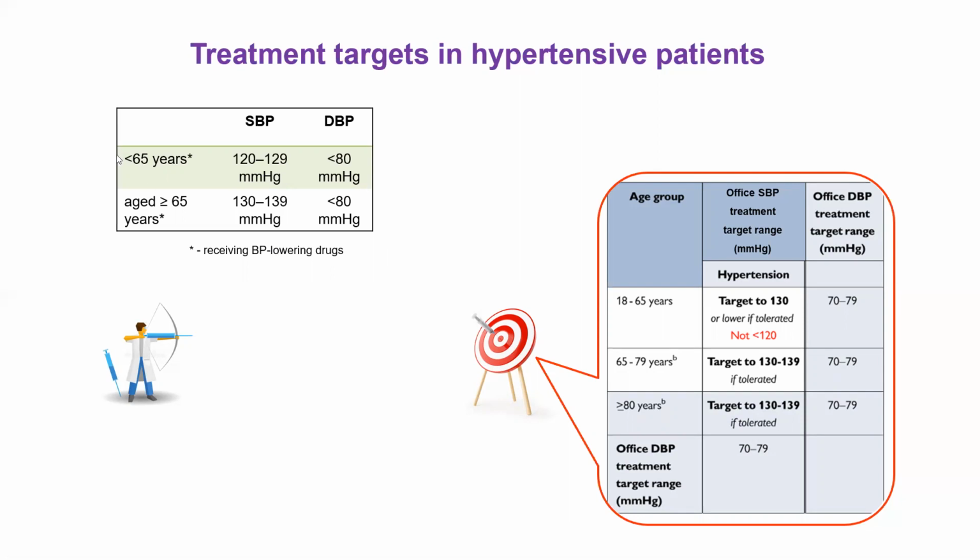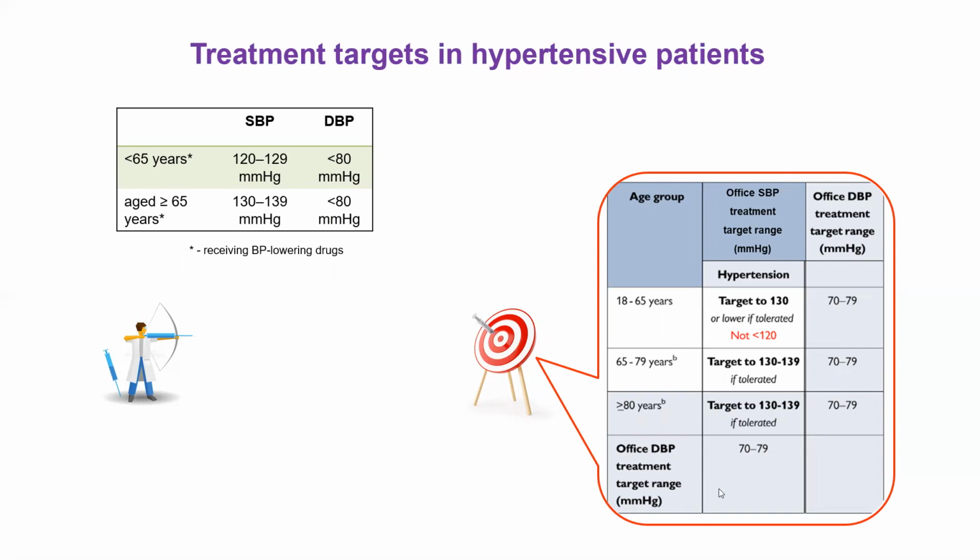We stratify patients by their age, younger than 65 and older than 64 years. In the younger subgroup of patients, we try to achieve and maintain systolic blood pressure from 120 up to 129, diastolic less than 80. In the older group of patients, we can use target level of systolic from 130 up to 139. The diastolic target is the same for both groups of patients.